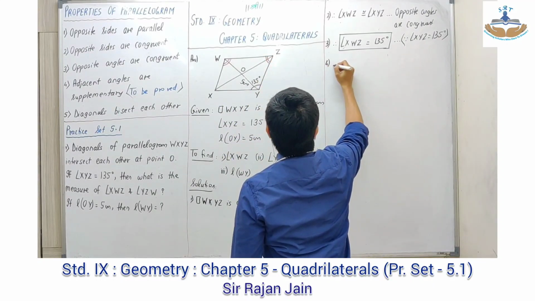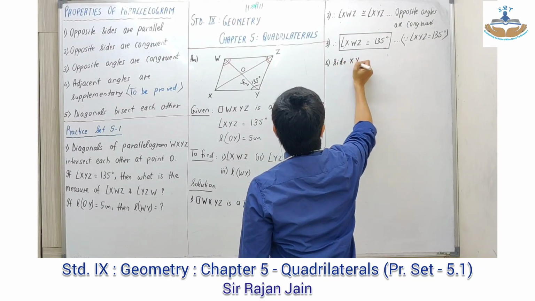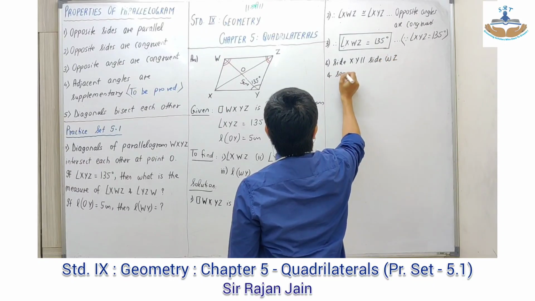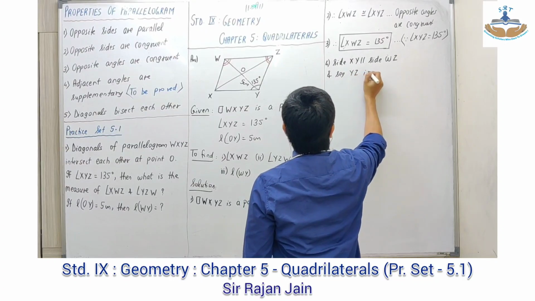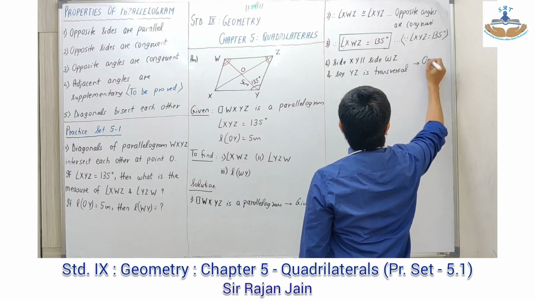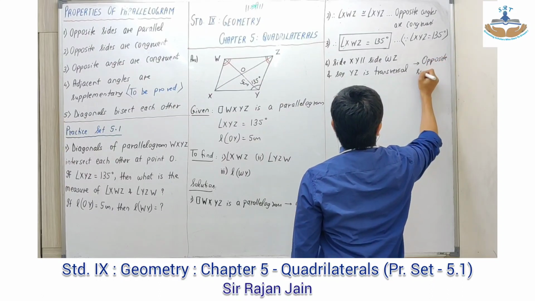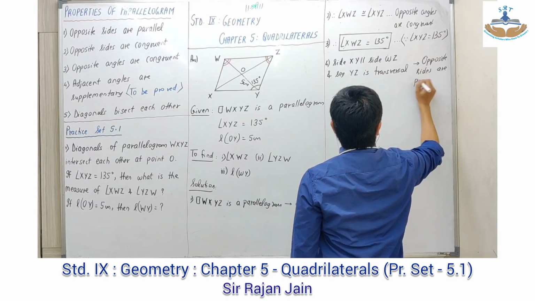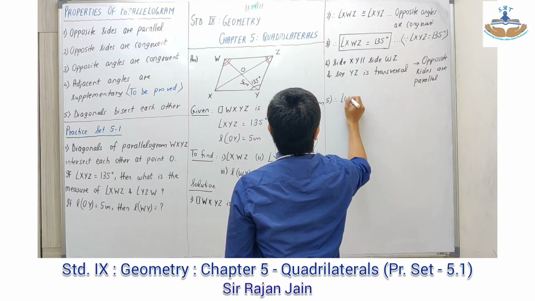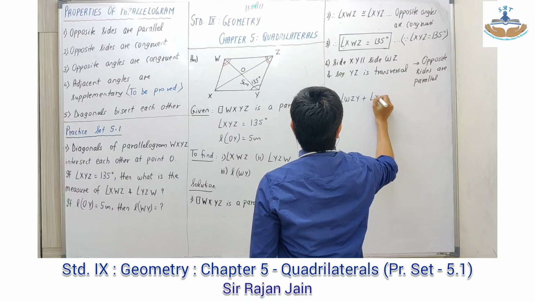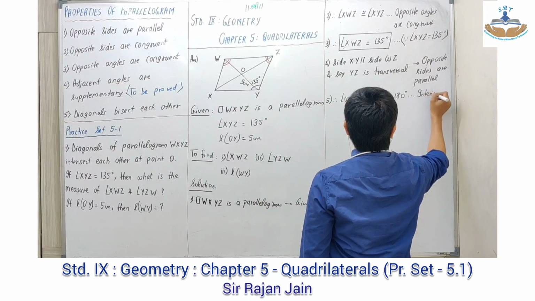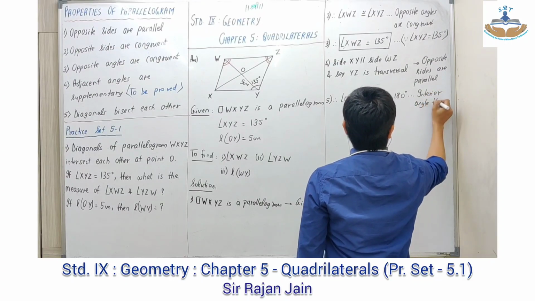So I will say that side XY is parallel to side WZ and segment YZ is a transversal. Reason में what you will write? Opposite sides are parallel. Okay. Now you have already mentioned that the sides are parallel, so you can say therefore angle WZY plus angle XYZ is equal to 180 degree. Reason में you will write interior angle theorem.